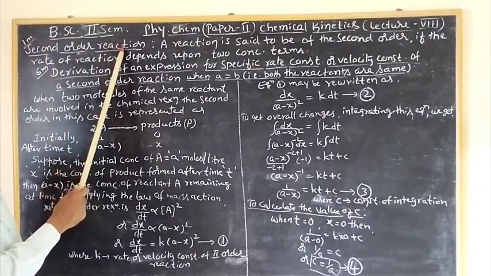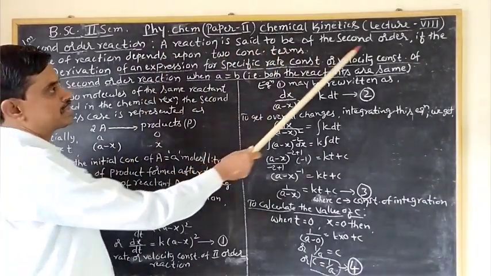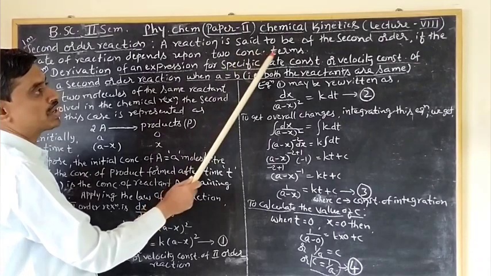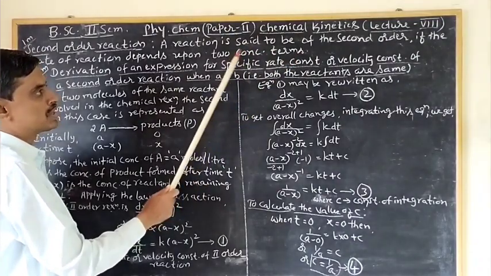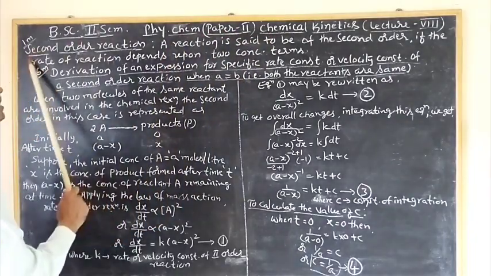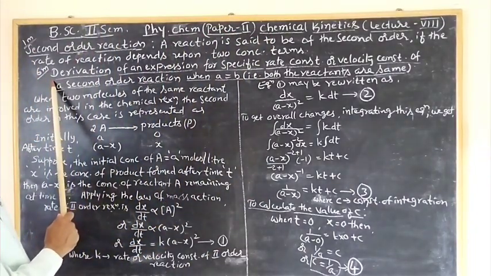What do you mean by second order reaction? They will ask. A reaction is said to be of the second order if the rate of reaction depends upon two concentration terms. Two concentration terms must be there in the reaction, then that reaction we call it as second order reaction. For 6 marks, they will ask this question.